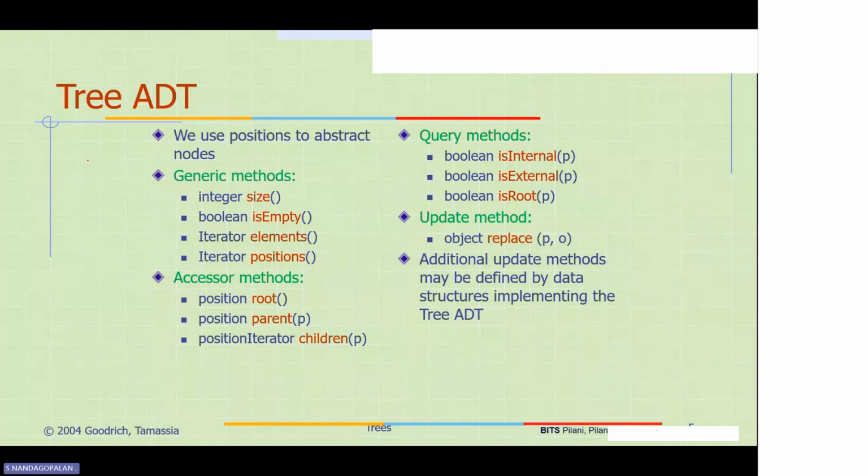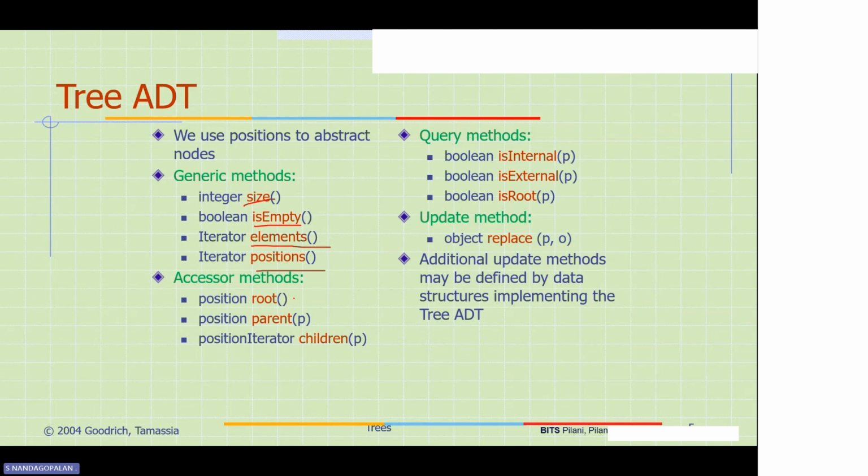There are some generic methods which we can define for the ADT of the tree: size, isEmpty, and iterator. Size means the number of nodes, maybe. isEmpty tells whether the tree has elements or not. And iterator is where you can go through all elements. Positions, in-order, pre-order are not mentioned here. That's what we are going to see later. Those are the major three functions which we need to add.